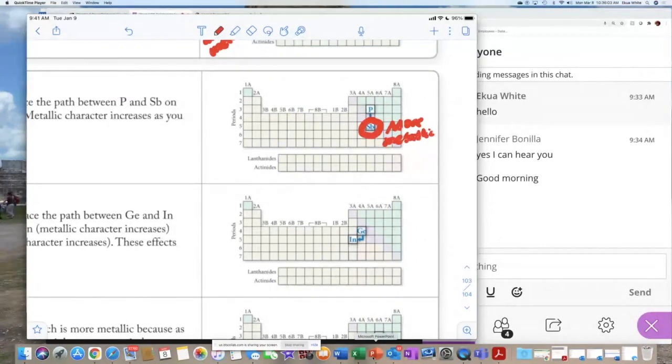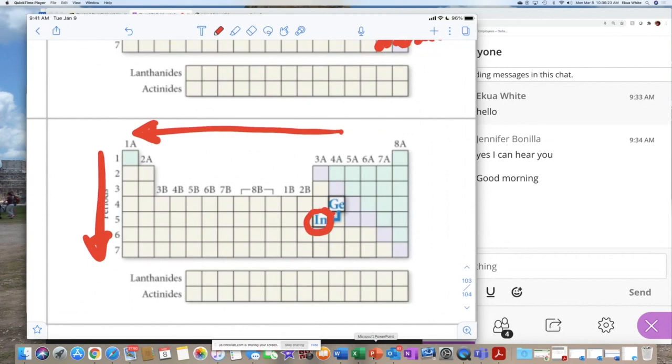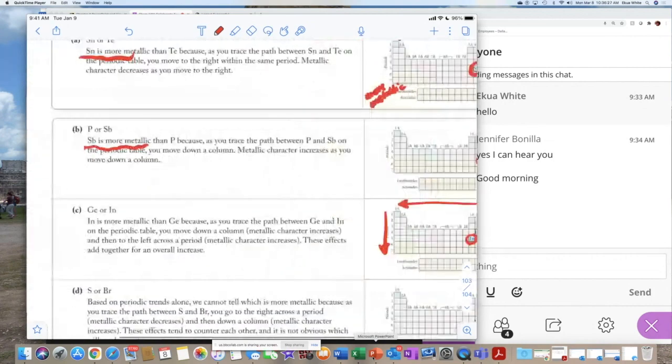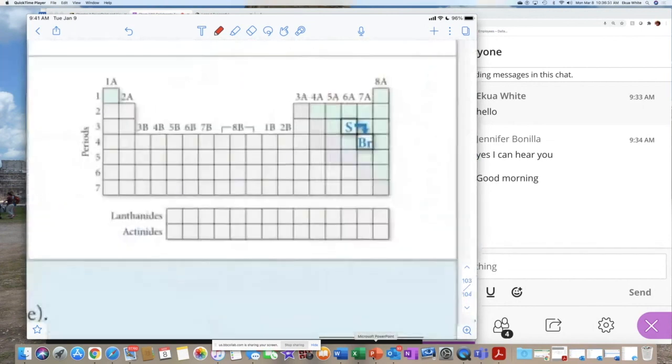Okay, diagonal relationship. Ge, In. Remember, the one that's more left and more down is more metallic. So let's see, between In and Ge. In is further left, so it's more metallic, using the across rule. And with the top and bottom rule, the group rule, we see that In once again wins out as being more metallic.